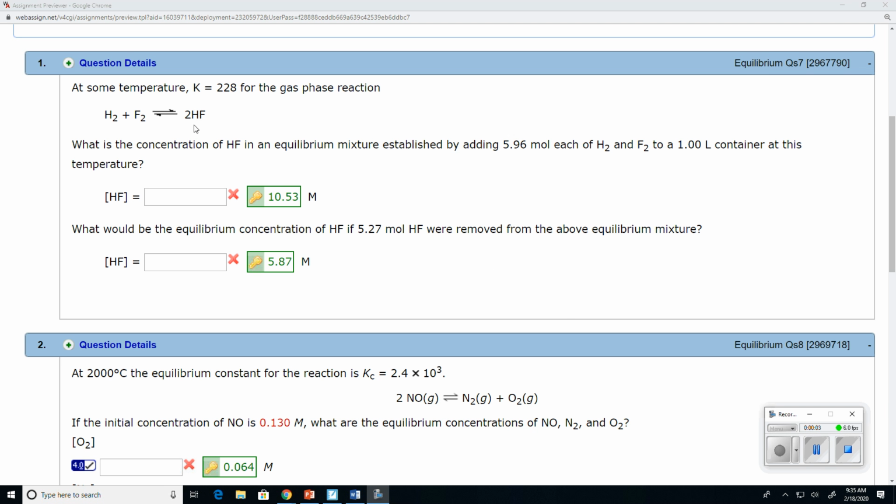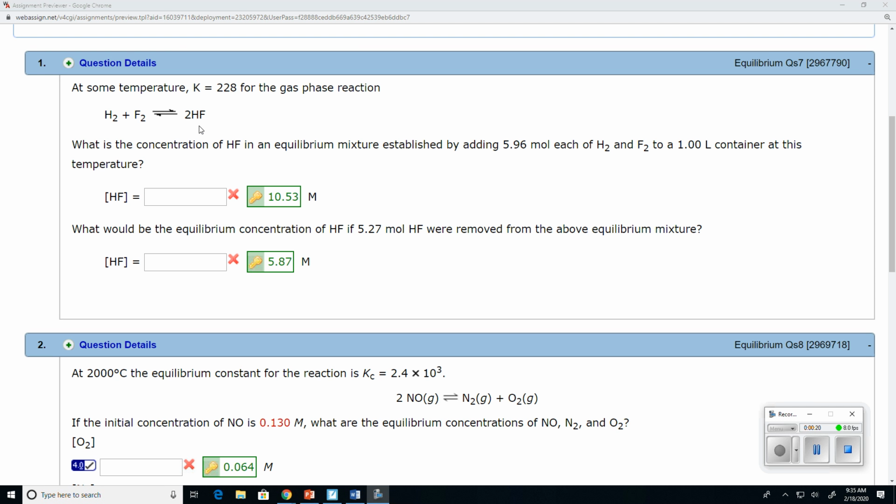Question number 1 on WebAssign. 5.96 moles in 1 liter, so obviously then the molarity is 5.96 molar for your H2 and your I2. So it's asking what would the concentration of this be at equilibrium.